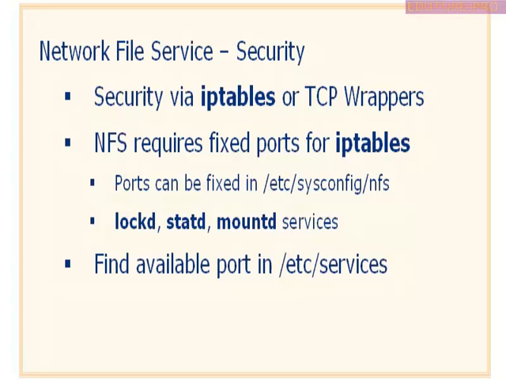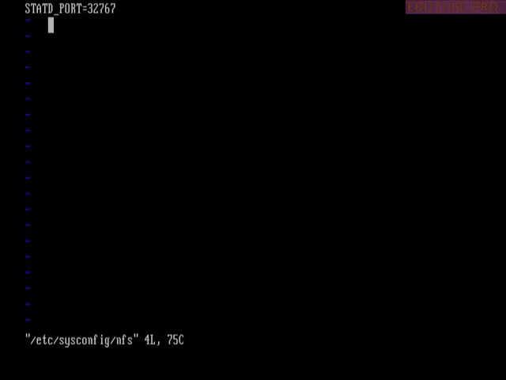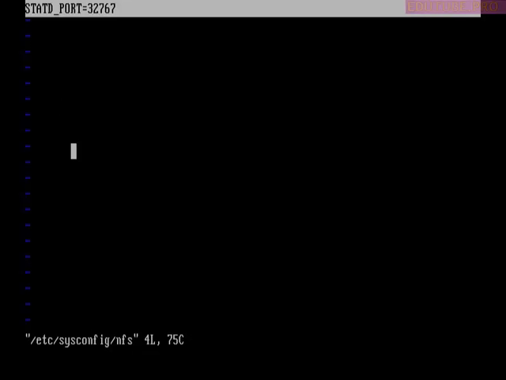The issue with NFS is that some of the services don't use a standard TCP/IP port. They can vary, so you'll need to fix the ports associated with certain services, specifically the TCP and UDP ports for the LockD daemon, as well as the standard ports for the MountD and StatD daemons. The simplest way to do that is with the following directives, which I've defined in my version of the etc/sysconfig/nfs file.